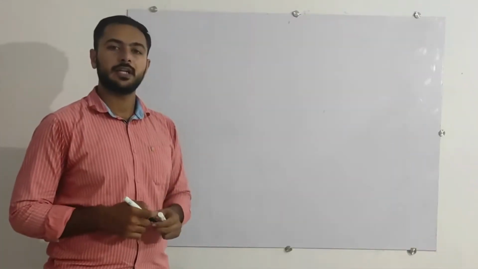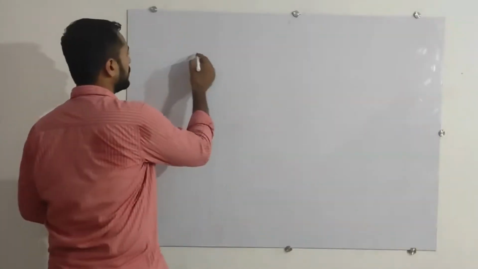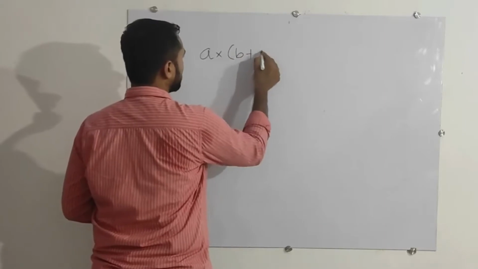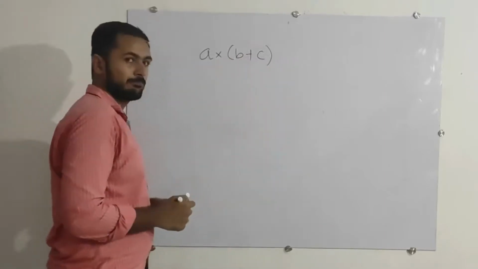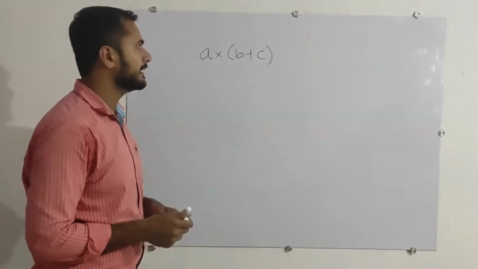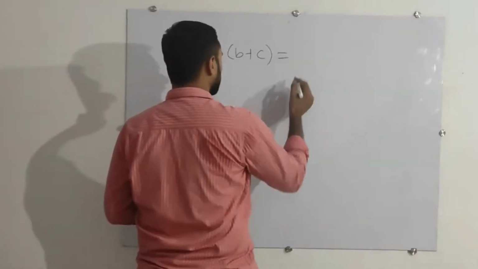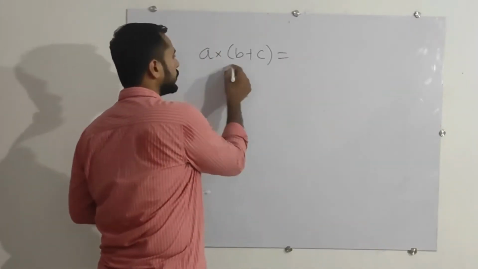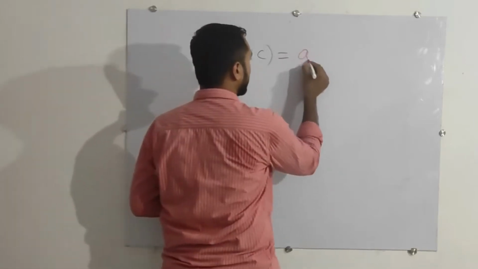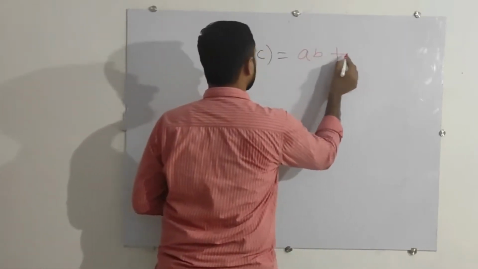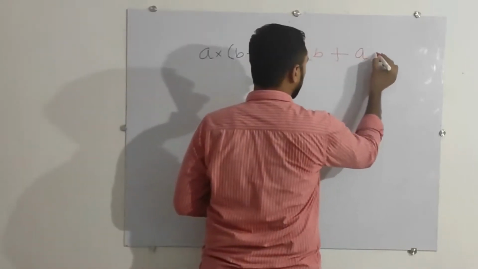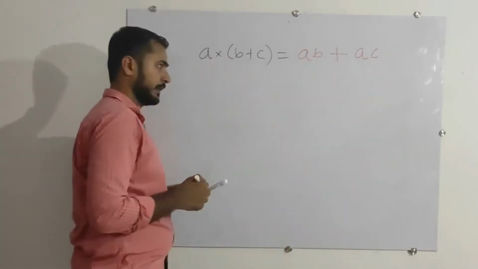For distributivity, we can say that if A multiplied by B plus C is there, then for the equal we can write A into B plus, as it is, A into C. So that is A into C.